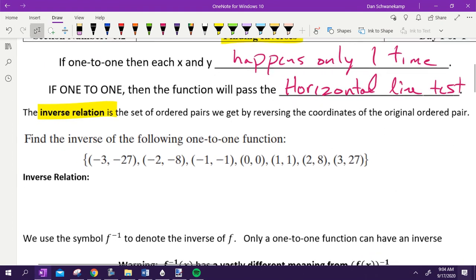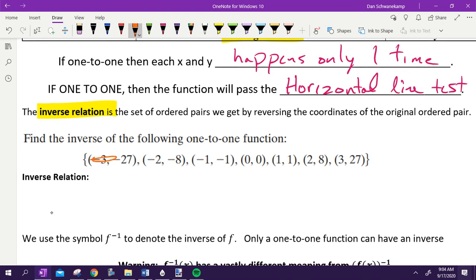All right, so I'm going to make this problem easier just so we don't have to write 40 things. I'm just going to cross out the last two. Looking at those points in between: -2, -8; -1, -1; 0, 0; 1, 1; 2, 8. Is that a function? Yeah, none of the x is repeated. Is it one-to-one? Yes, none of the y is repeated. If it is a one-to-one function, then we can find its inverse.